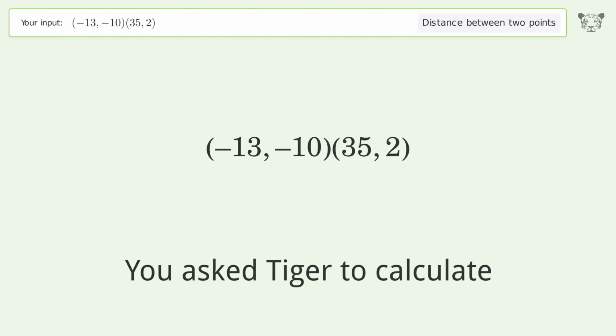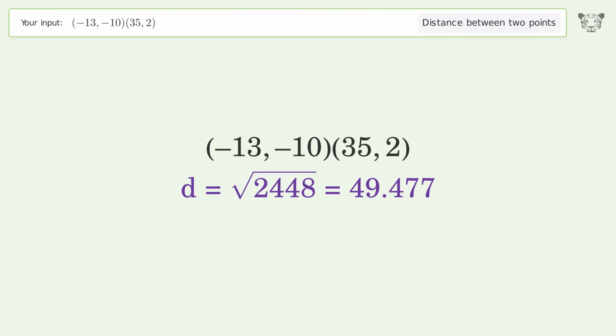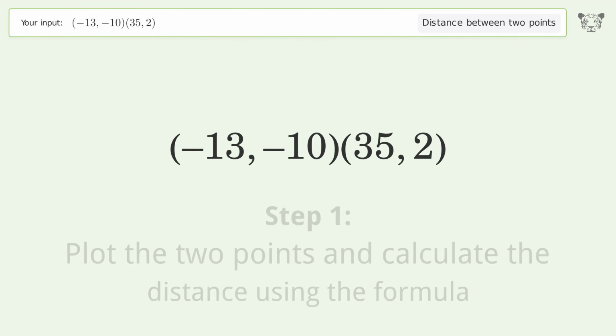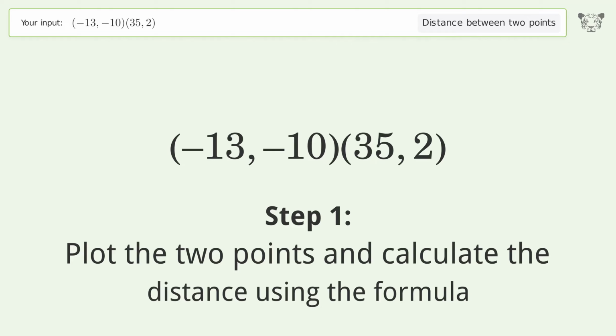You ask Tiger to calculate. This deals with the distance between 2 points. The distance between the 2 points is the square root of 2,448, or 49.477. Let's solve it step by step. Plot the 2 points and calculate the distance using the formula.